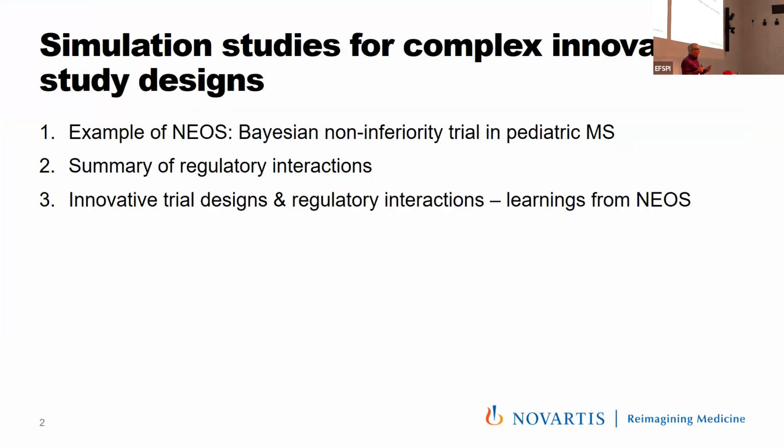I have presented the trial itself in a previous presentation here in this forum, so I'm only going to touch the design elements to a level that you can understand what it's all about. In the second part, I'm going to summarize the regulatory interactions we had with FDA and EMA. And then lastly, I tried to come to some kind of conclusion. What learnings did we have from this experience going through the complex innovative trial design pilot process also with the FDA? What are the learnings, and how could that maybe be digested into some kind of guidance for others who also want to have adaptive designs in the future?